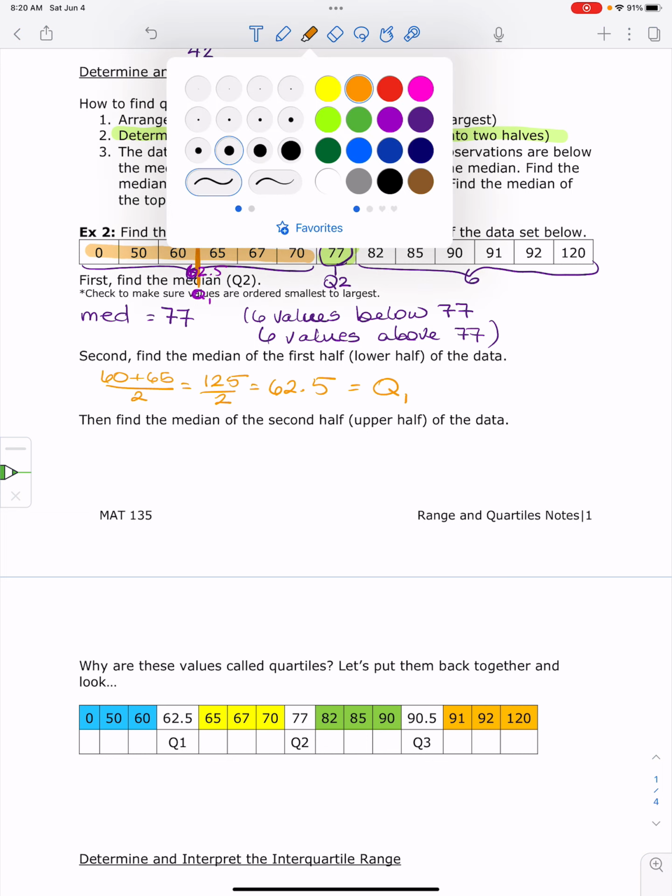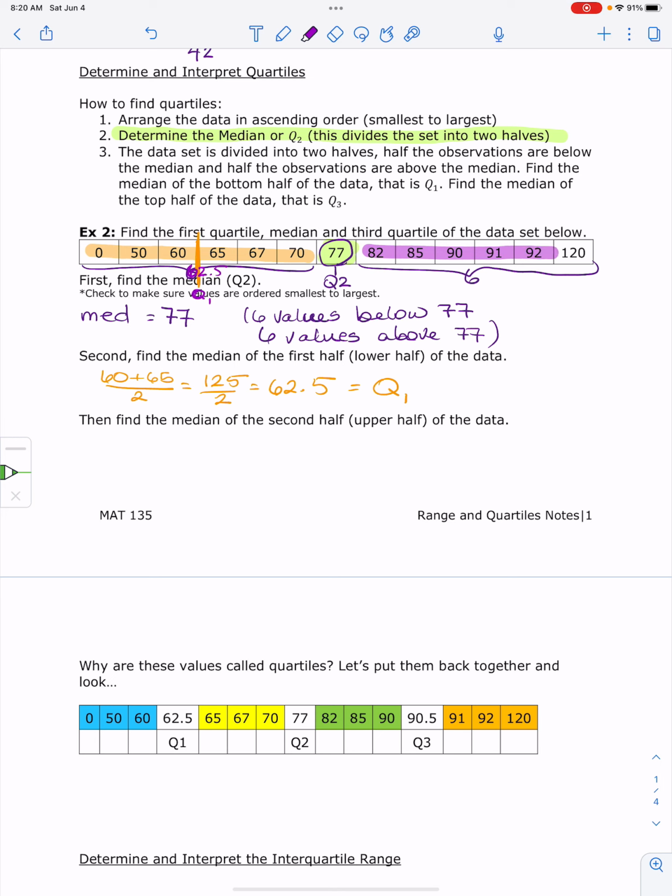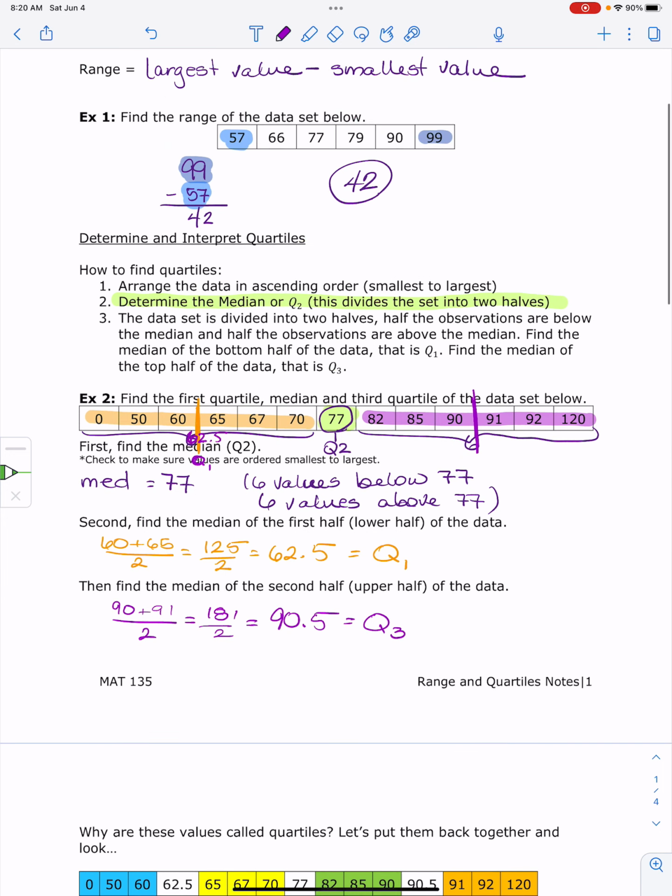I'm going to do the same thing for the top half of the data set. I have these 6 values. Again, I've got an even number of values. So I have to divide it in half and find the number that is halfway between 90 and 91. Sometimes you can eyeball it. Halfway between 90 and 91 is 90.5. Sometimes it's helpful to do the math. It's not as obvious, but there is the value of Q3.